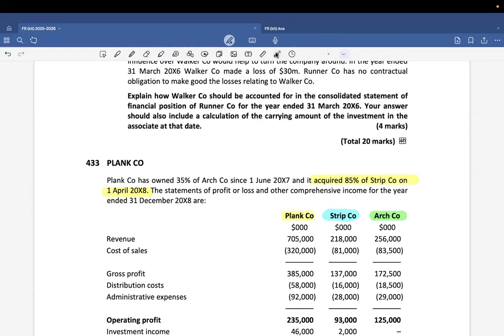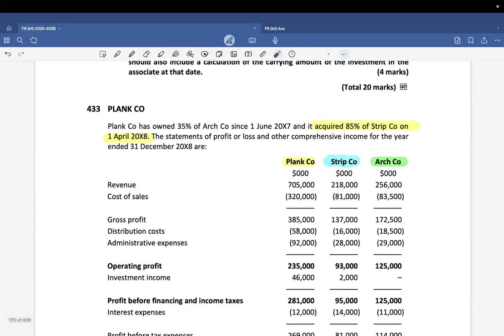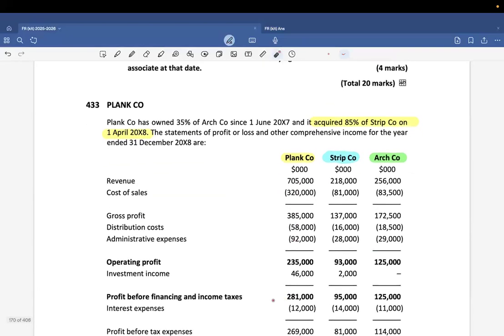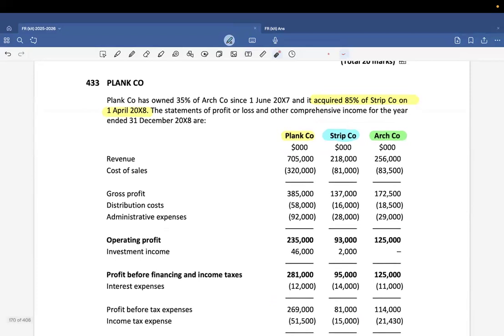I'm not going to do the problem today. We'll be doing that in the next class, but I'm just going to explain it, okay? What we would do is Plan company, we would take it as a whole. That means no amounts would be touched. But for Strip company, we are going to time apportion it. And how are we going to time apportion it? From 1st April to 31st December.